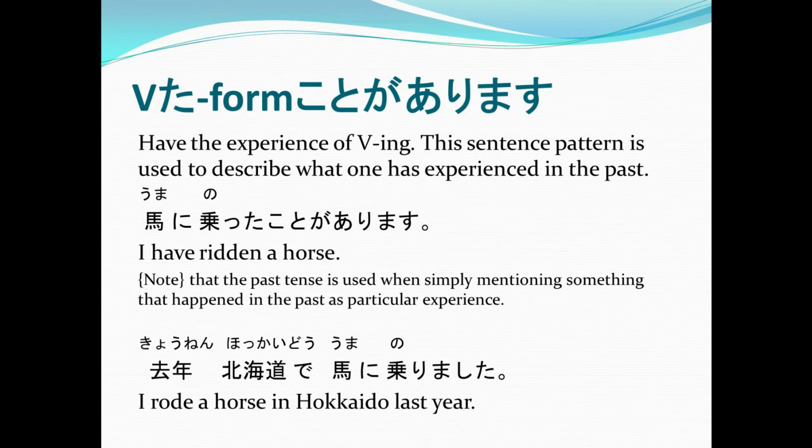So again, using the ta form koto ga arimasu is stating an experience, while the second example, wherein you just use the past tense of the verb, is saying something that just happened. So experiencing something and stating something that just happened is very different.